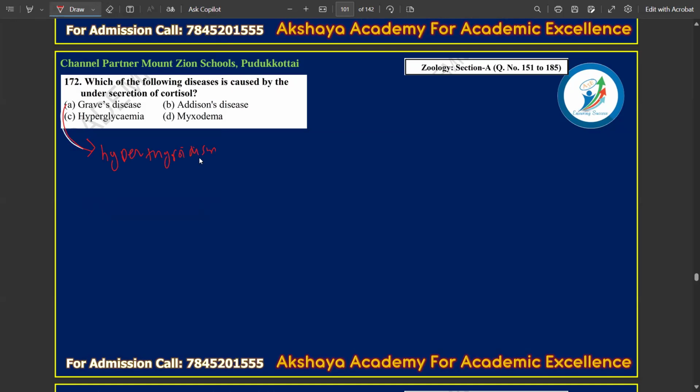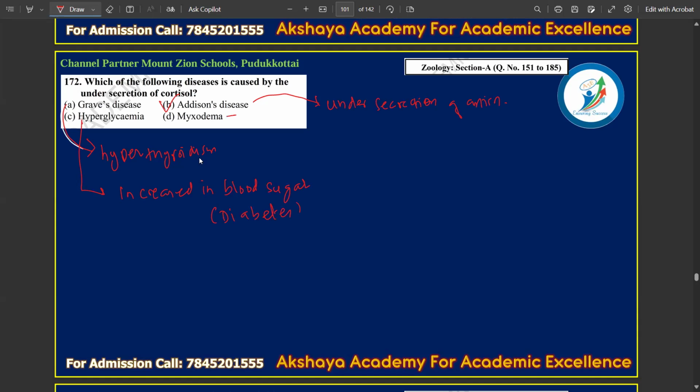Then we have the next option, Addison disease. Addison disease is caused because of the under secretion of cortisol. So this is true. Let's see what the other two are. Hyperglycemia, that is increase in blood sugar, like a diabetic-like condition.